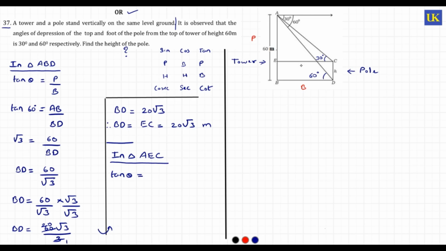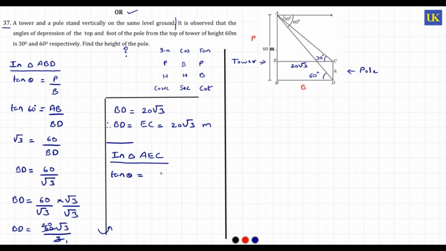So we know EC now. EC is 20 root 3, right? Just now we have found out. This whole thing is 60, but we are interested to find only AE. So one known part and one unknown part. That is how we have to take in trigonometry. Now in triangle AEC, the theta is this one, 30 degree. So this will become perpendicular and this will become the base.